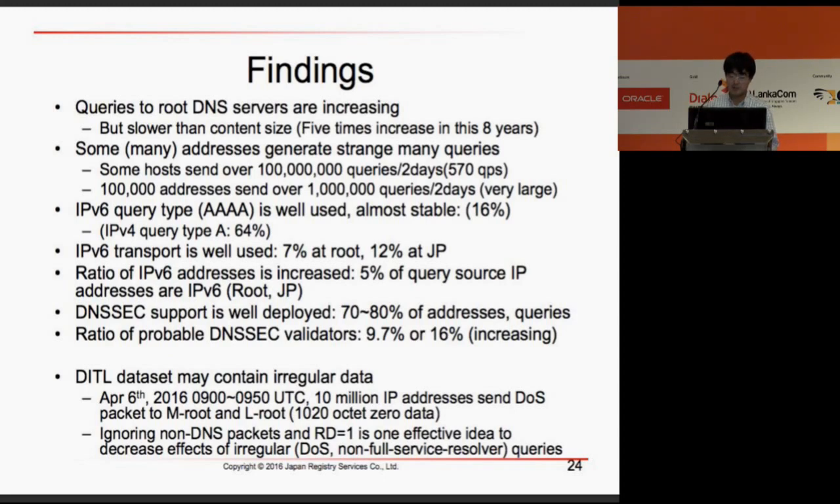And IP version 6 query type AAAA is well used, almost stable, 16%. And IP version 4 query type, 64%. IP version 6 transport is well used, 7% at root, 12% at JP. And the ratio of IP version 6 addresses is increased, and 5% of query source IP addresses are IP version 6, both root and JP.